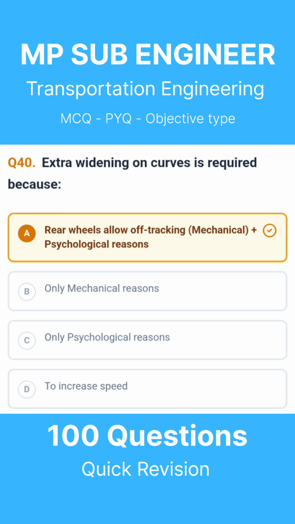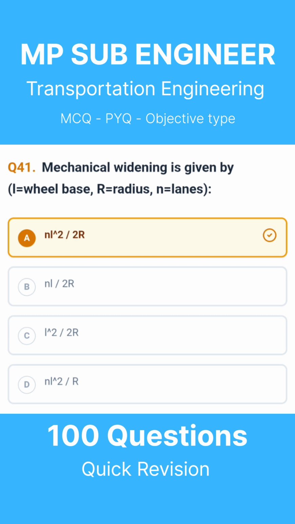Question 40. Extra widening on curves is required because. The correct answer is rear wheels allow off-tracking, mechanical plus psychological reasons. Question 41. Mechanical widening is given by, L equals wheelbase, R equals radius, N equals lanes. The correct answer is NL² divided by 2R.